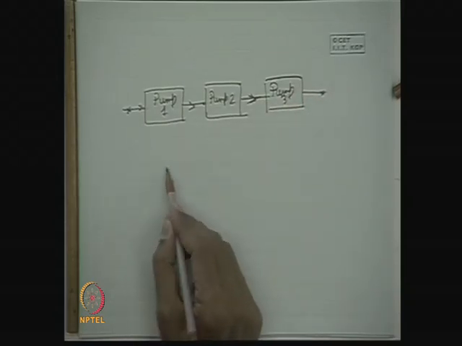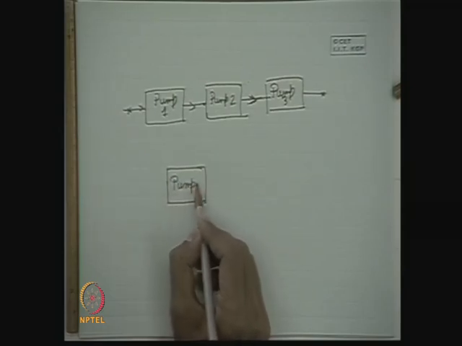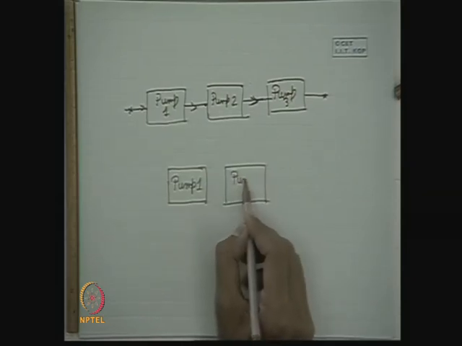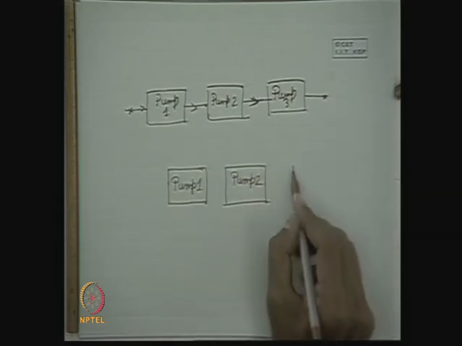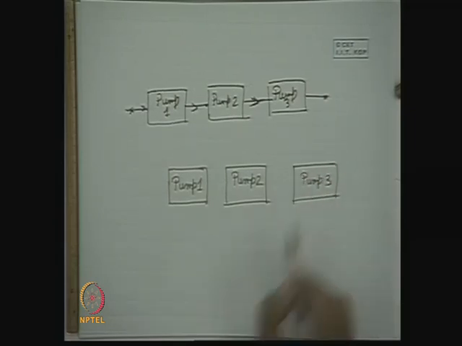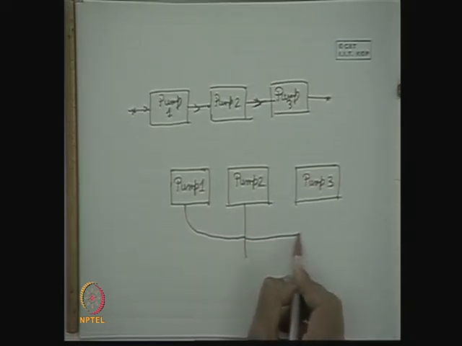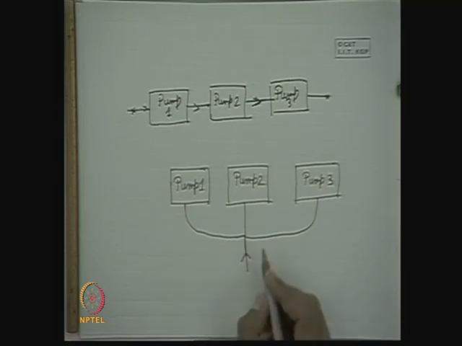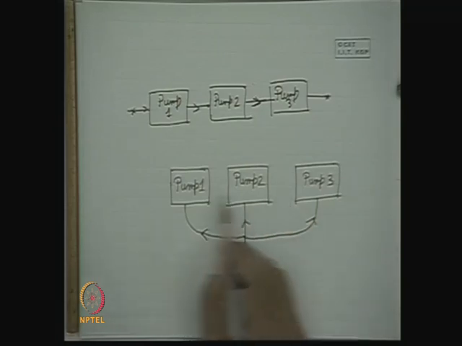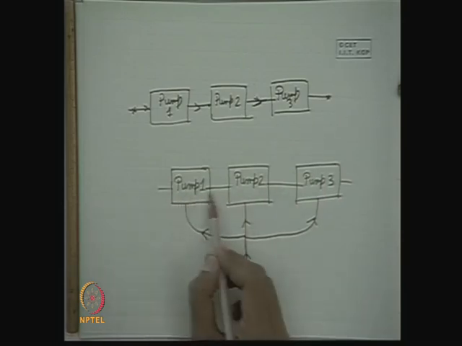Similarly, when the pumps are connected in parallel, for example pump 1, pump 2, pump 3, the arrangement is like this. The inlet flow of water to the pumps is divided into three parts. If three pumps are connected, they are on a common shaft. They are not connected separately; this is the common shaft.